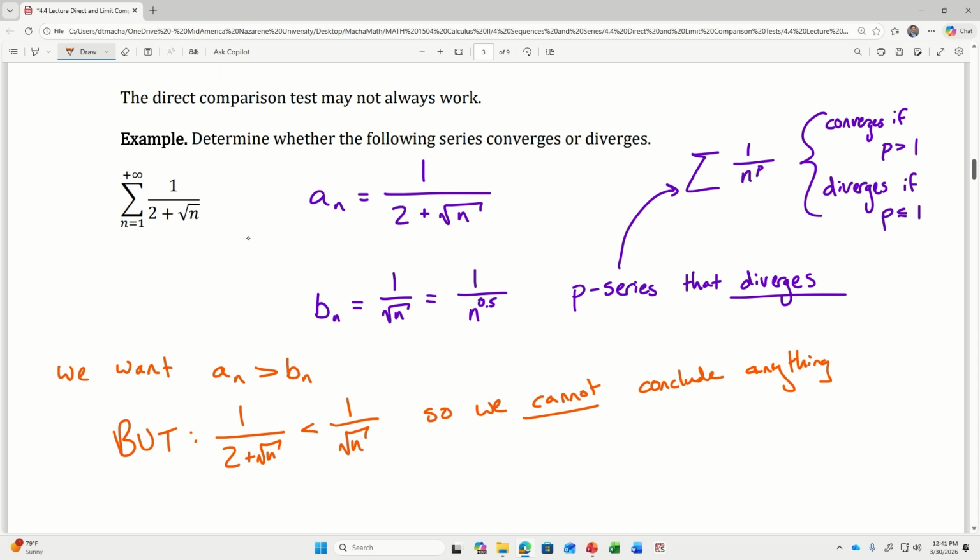Can you over manipulate your bn so that you get something that's wrong? Like, I don't know how to do it on this one, but you would conclude that it actually converges, and then you would say that it's less than, so an would also converge, but then that wouldn't actually be right.